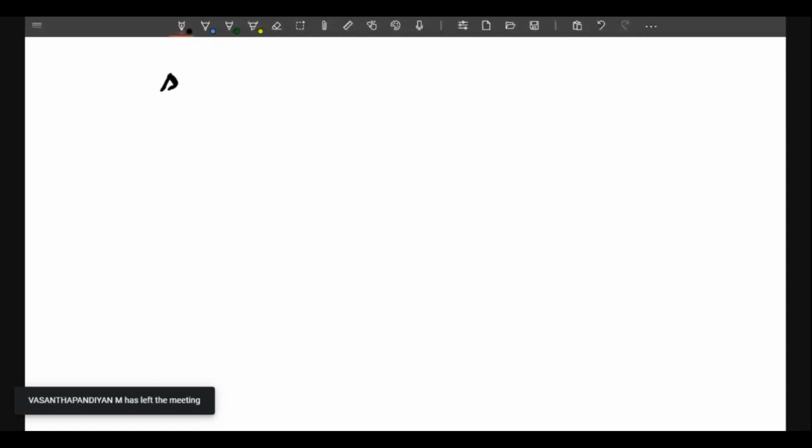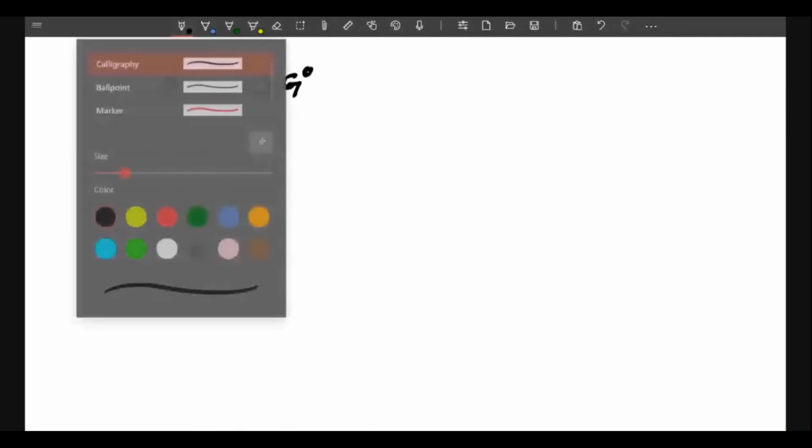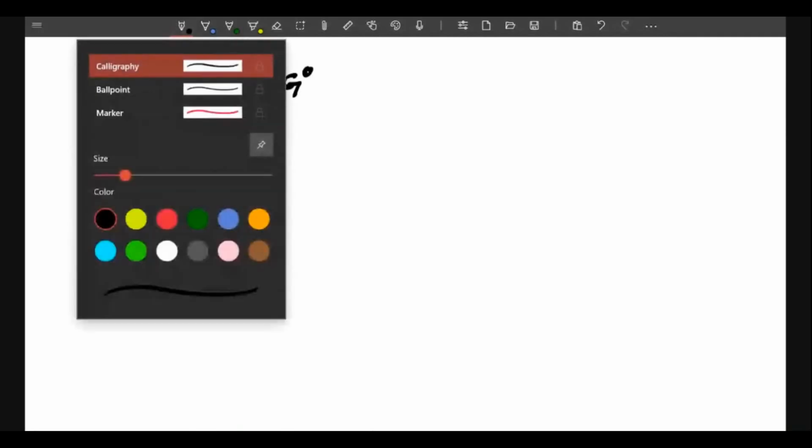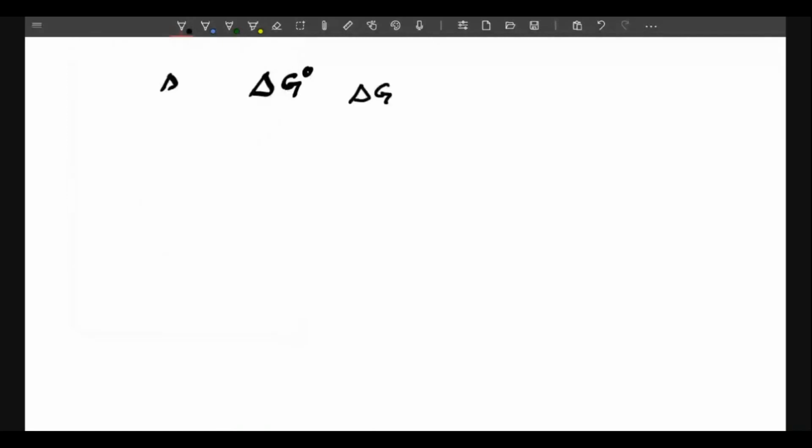The delta G naught is equal to minus nFE naught. First we will work out this problem for getting the value of E naught. Then how to approach the problem.